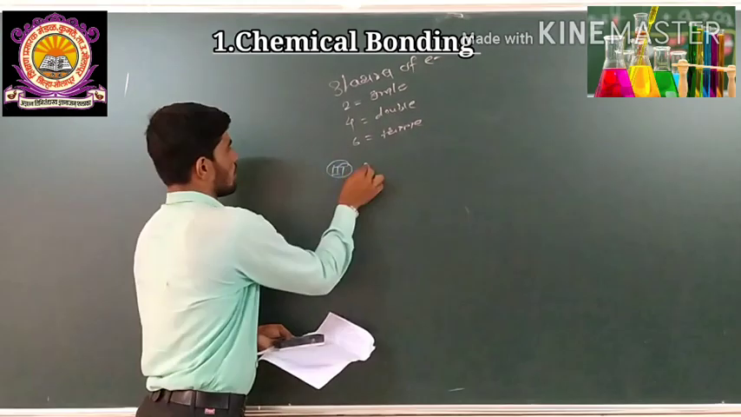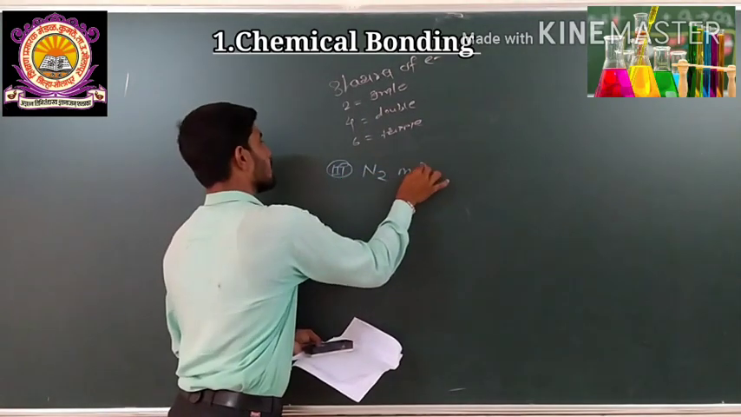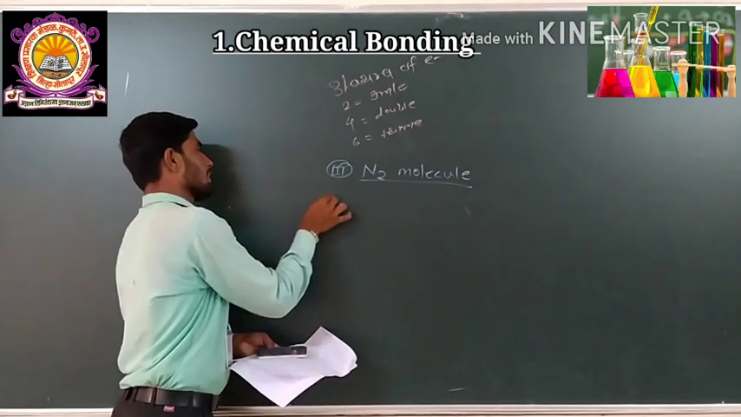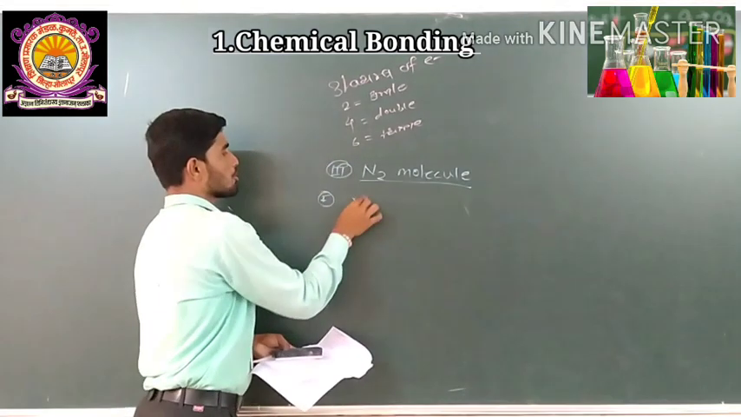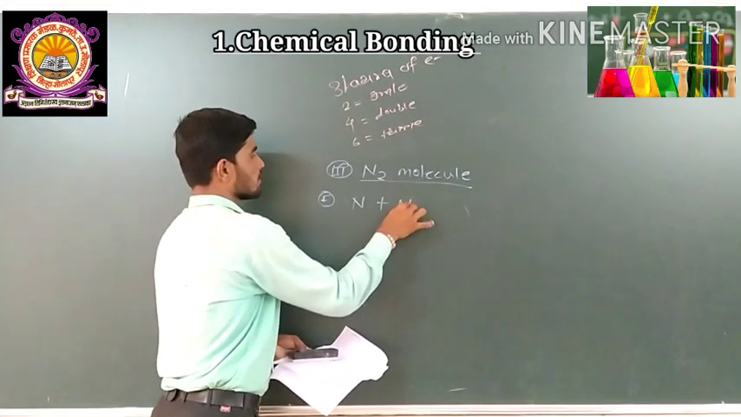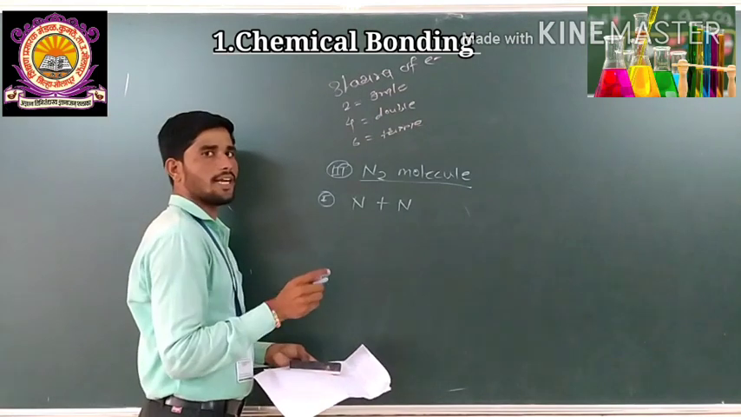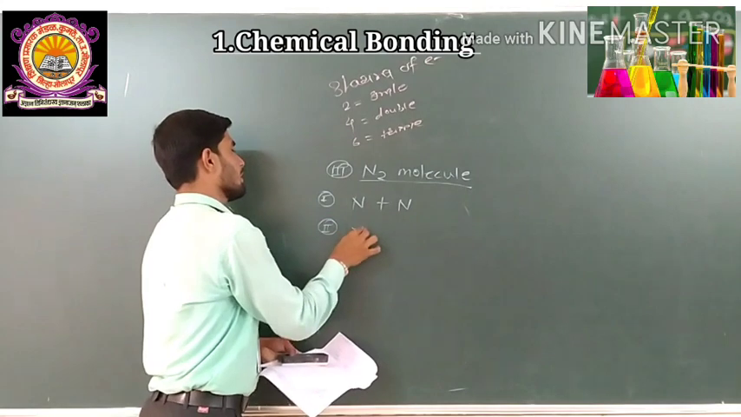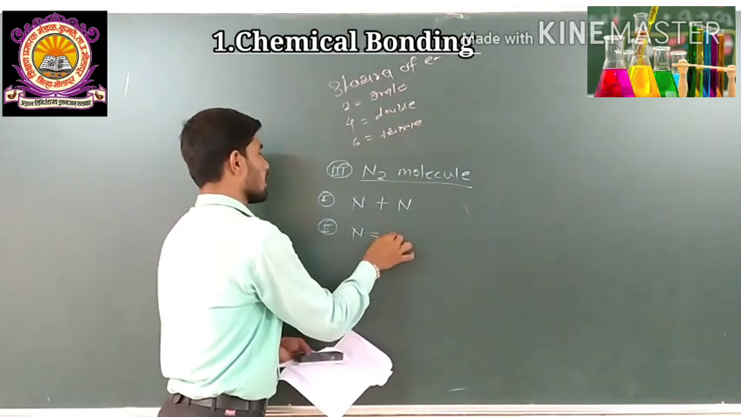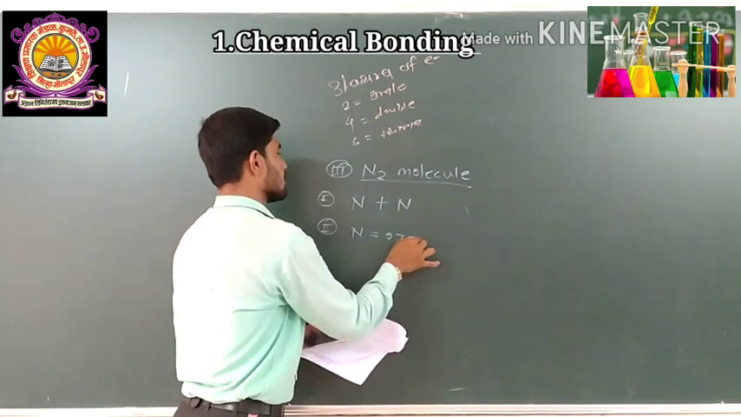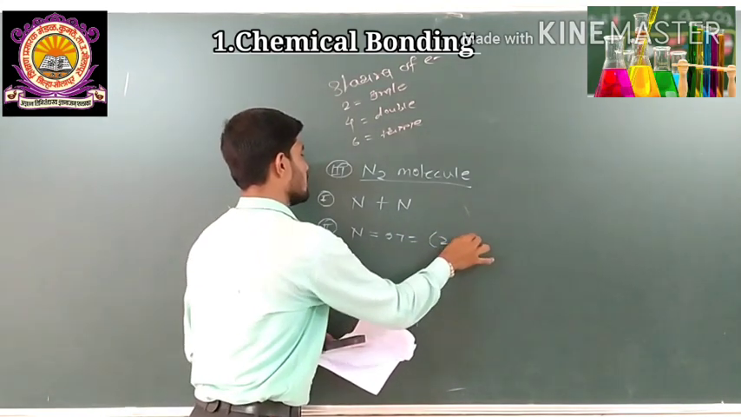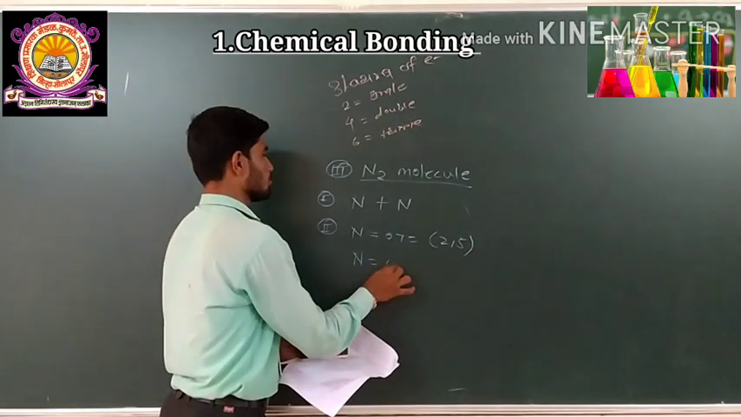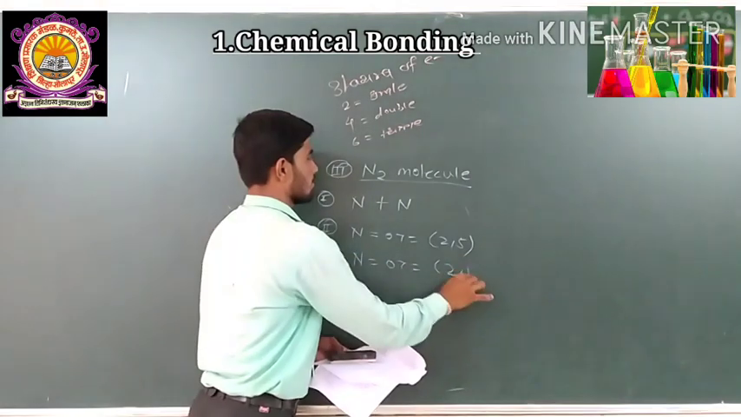Third, the N2 molecule. Now I can tell you this. First, the N2 molecule is nothing but a combination of N plus N. A combination of two N atoms means the N2 molecule. Second point, the atomic number of one N atom is 7, which means its electronic configuration is 2 and 5. For the second nitrogen atom, N is equal to 7, that is 2 and 5.